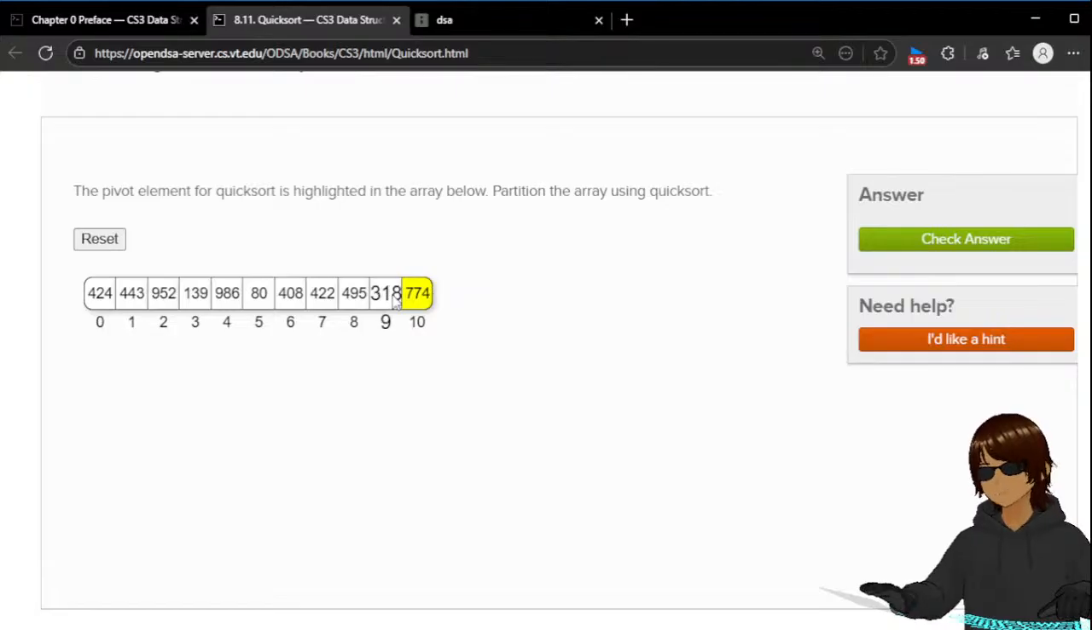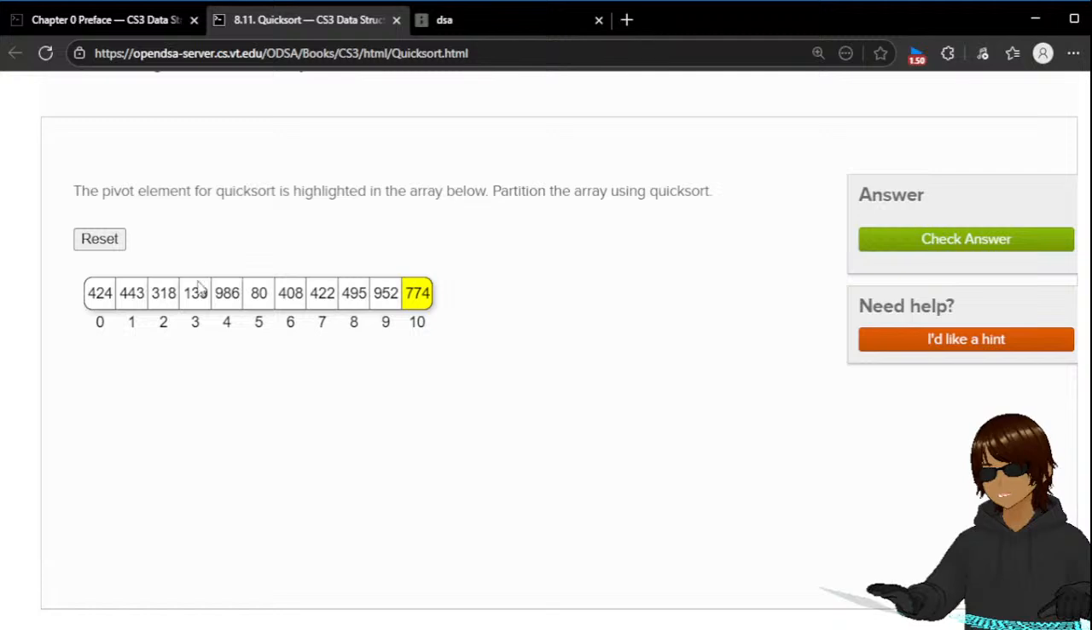774. So we start with this position, position 0. So 424 is smaller than 774. On the left side, it's fine. On the left side, it has to be smaller. So 443 is smaller. Wait. 443 is smaller. 952 is bigger. So on the left side, you cannot have bigger. So this 952 is an issue. Then on the right side, you cannot have smaller. So 318, this is an issue. So swap it with these two.